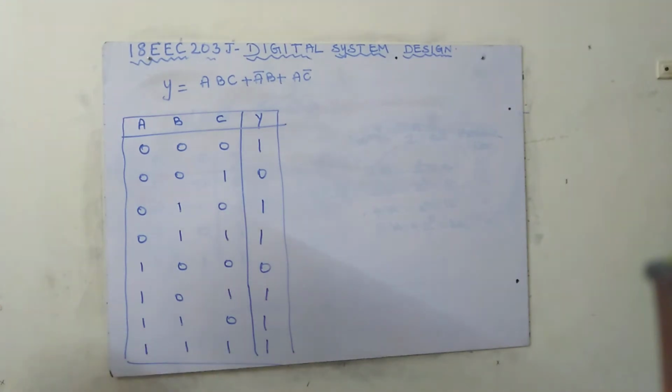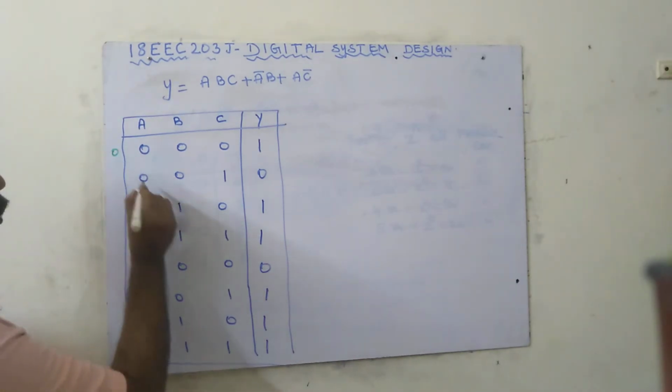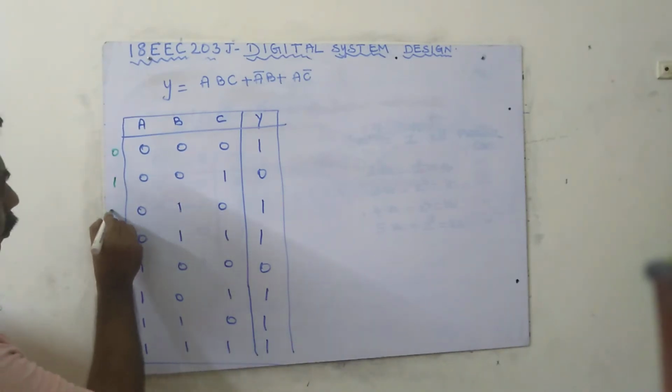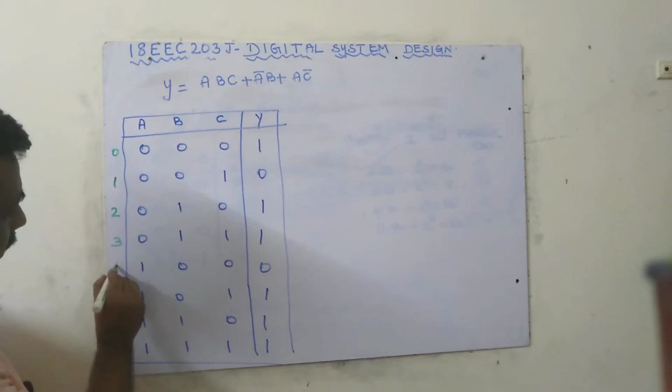Now 0, 0, 0 means what is the equivalent decimal number? 0, 0, 0 has the equivalent decimal number 0. 0, 0, 1 means the equivalent decimal number, not binary, decimal number, is 1. 0, 1, 0 means the equivalent decimal number is 2. This is 3. This is 4.